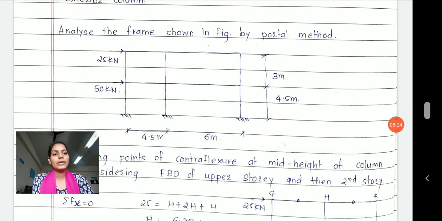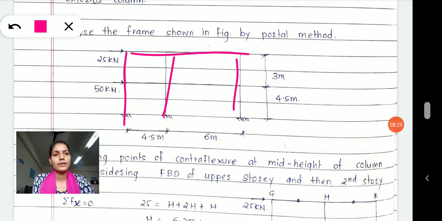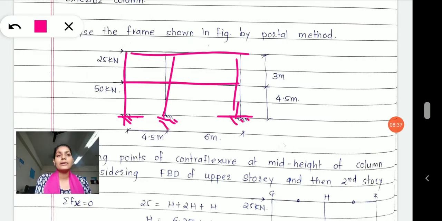So here you have this frame. This frame has fixed supports at its end, carrying a lateral force of 25 kilonewton at the first story, and at the ground story it carries a 50 kilonewton load. The distances of the bay and the height of your frame are mentioned in the figure. Now they asked us to solve it with the Portal method.